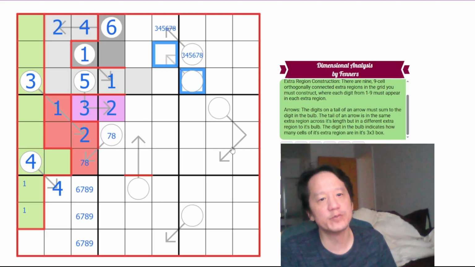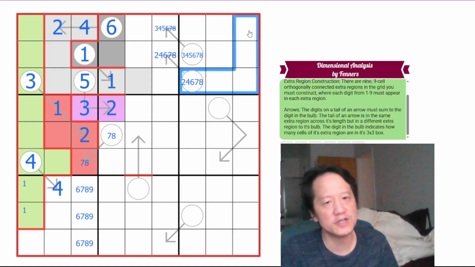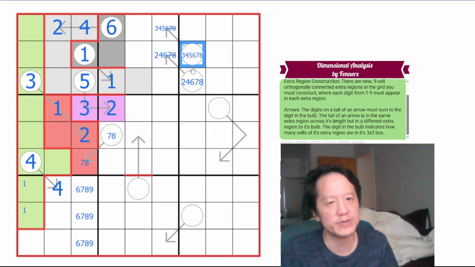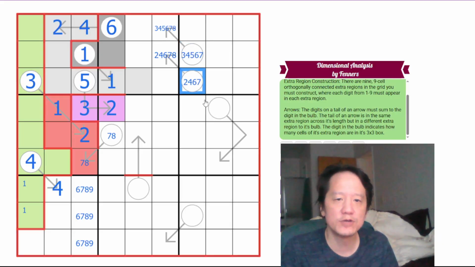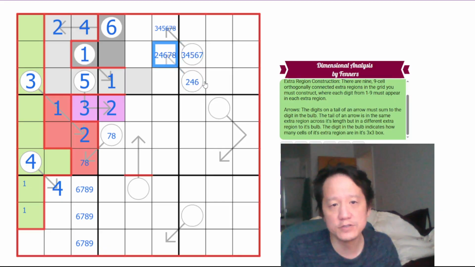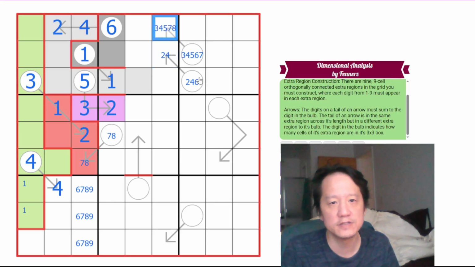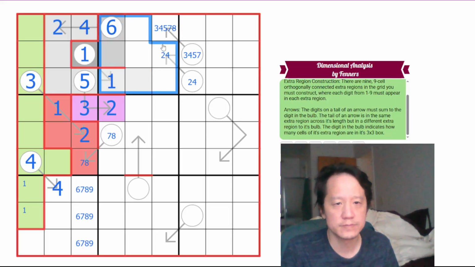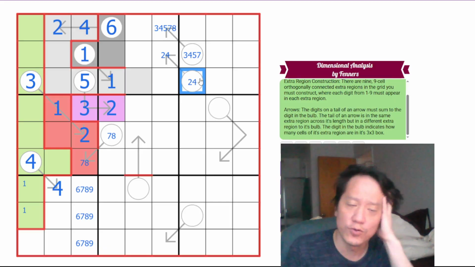These digits have to be 2, 4, 6, 7, 8. Cannot be 8, because if this is 8, this cell has nowhere to go, right? And these have to be different regions. And they can add up to at most 9, so neither of these can be 8. This one can't be 7 because 7 plus 3 would add up to 10. So this is 2, 4, and 6. It can't be 6 because of the 6 in the box. So this is 2 or 4.